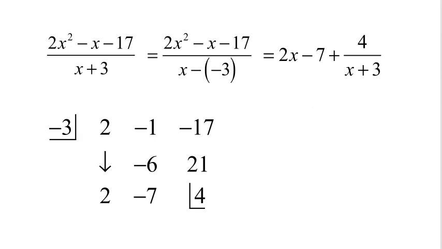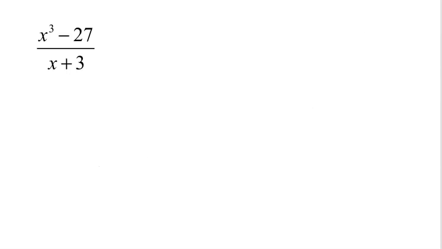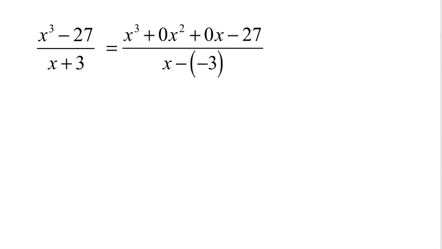Our next example, we have x cubed minus 27 over x plus 3. Remember, the bottom has to be x minus something. So x plus 3 can be thought of as x minus negative 3, so that's okay. The top, though, is missing an x squared term, and it's missing an x term. So we're going to add zeros in so that we have a properly defined exercise. X cubed plus 0x squared plus 0x minus 27.